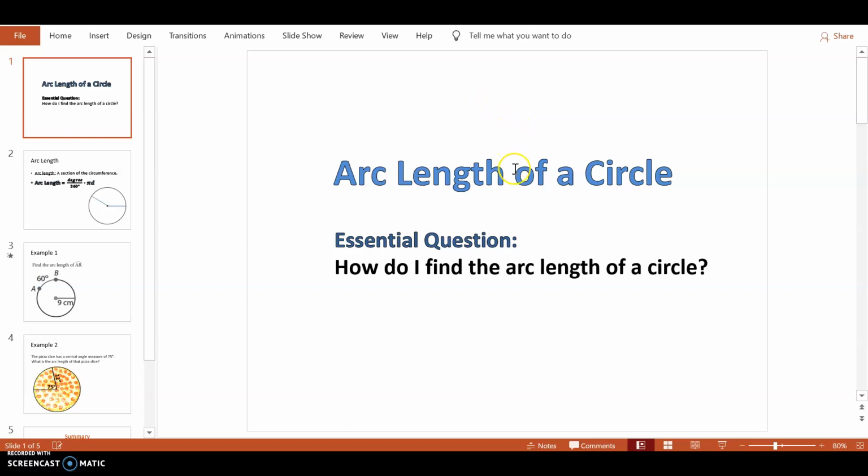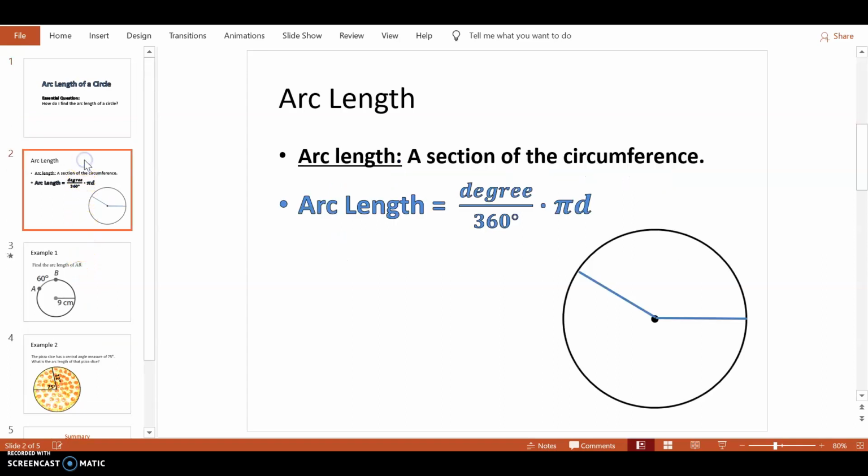Okay, so make sure that you guys pause, get your notes set up with title and essential questions just like we normally do, and then click play to continue when you're ready. Okay, pretty short notes today with a couple of examples. All right, let's get to it.